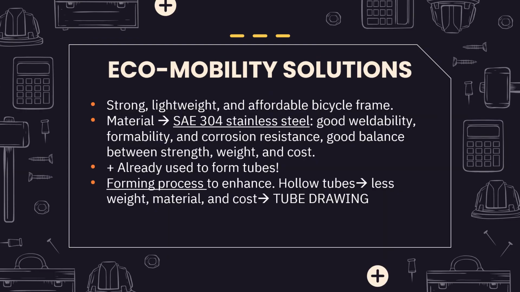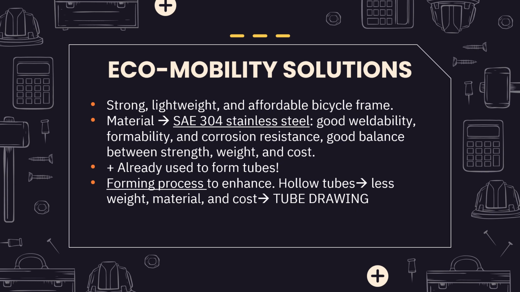Okay, so the second project is about eco-mobility solutions. In this type of project, we are required to create a bicycle frame that has certain properties such as strength, lightweight, and affordability. The material I chose, as we were required to use steel, I chose the stainless steel 304.